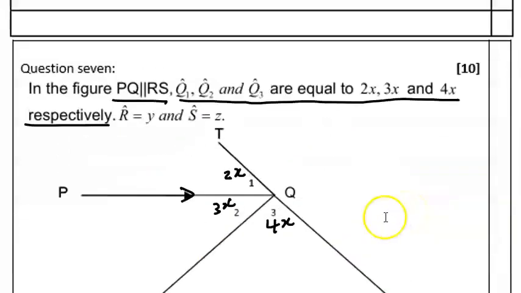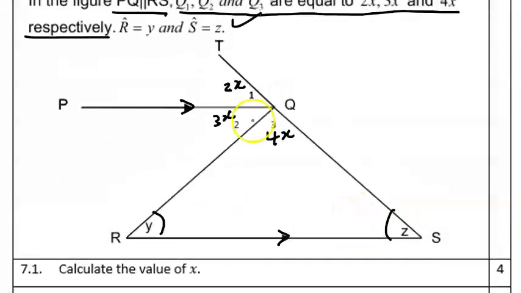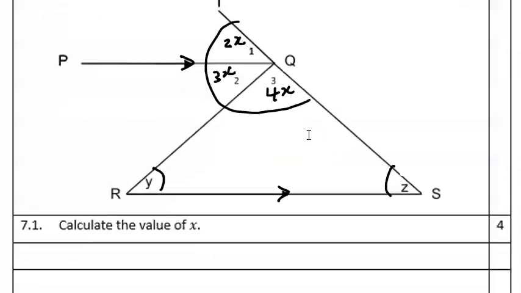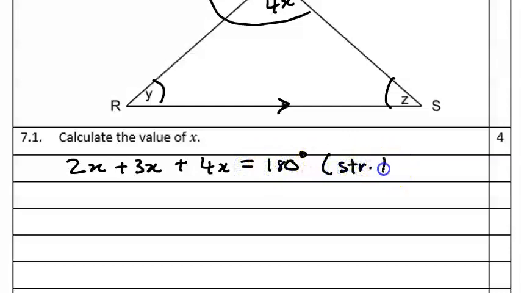So always read your information and make sure that it appears on your diagram. So calculate the value of x. So if I go back to my diagram, what do I notice about this line TQS? Well, it's a straight line, and angles on a straight line are supplementary, which means they add up to 180 degrees. So I can now form a statement and I can solve for x. So therefore, 2x plus 3x plus 4x equals 180 degrees. And my reason will be straight line, or I can write supplementary angles.